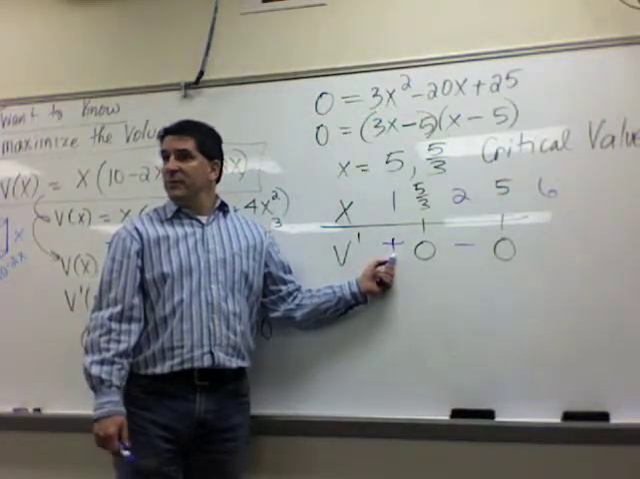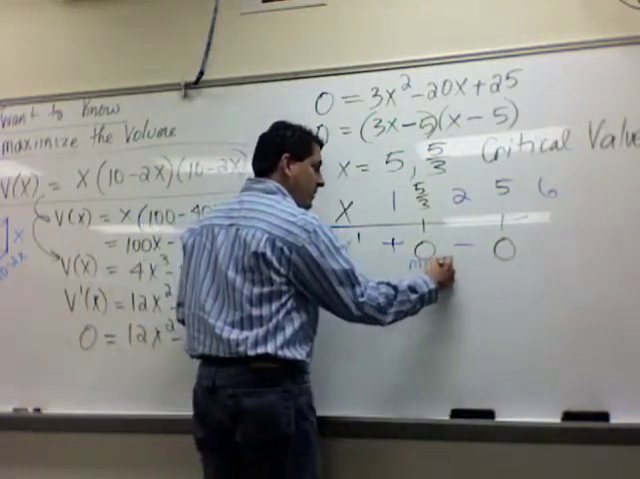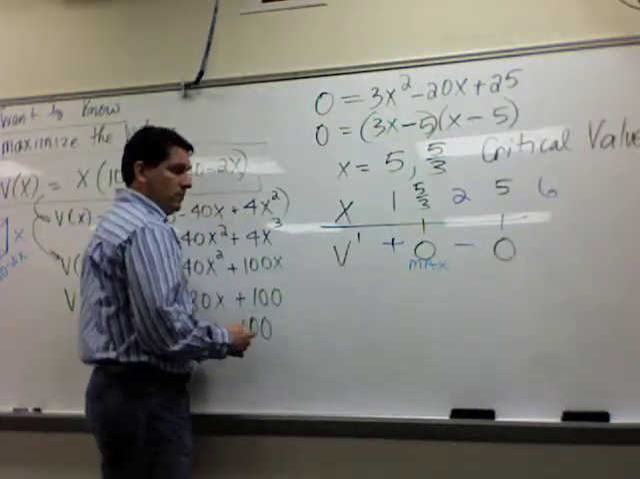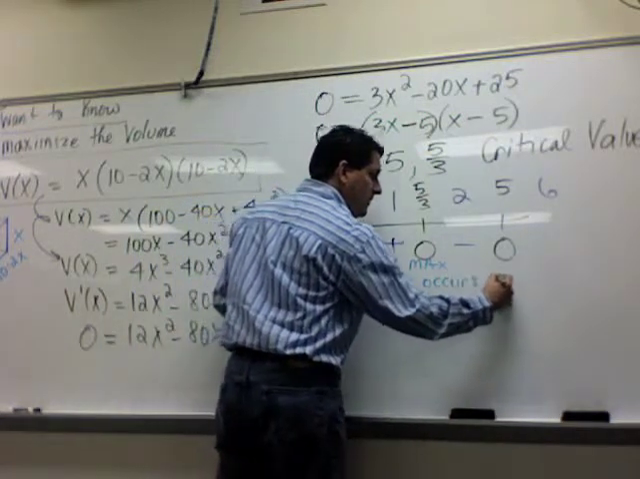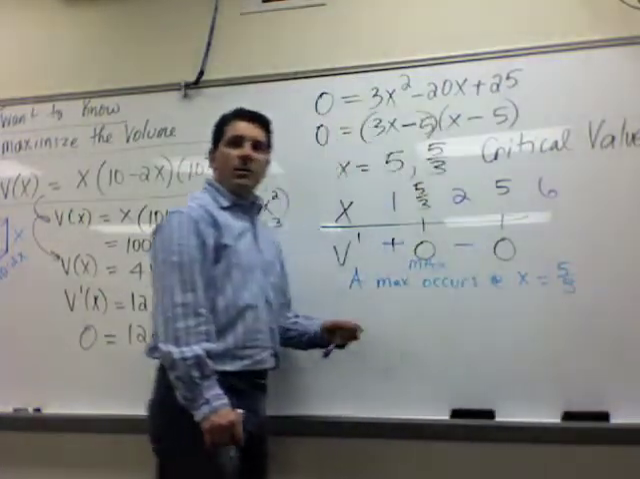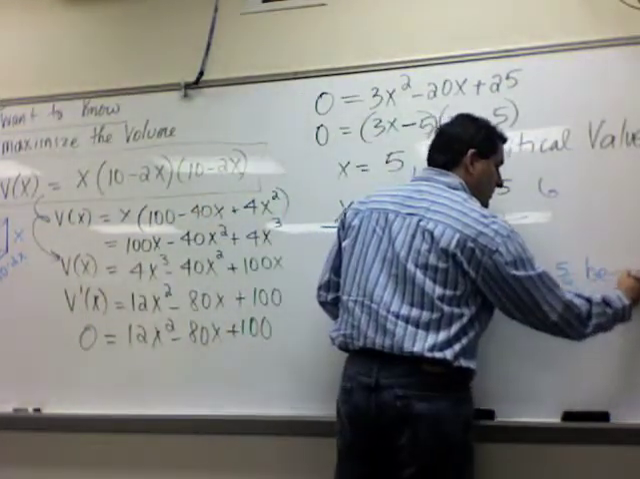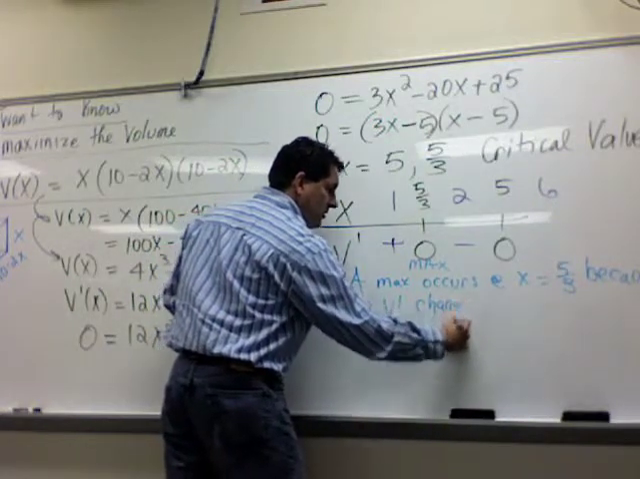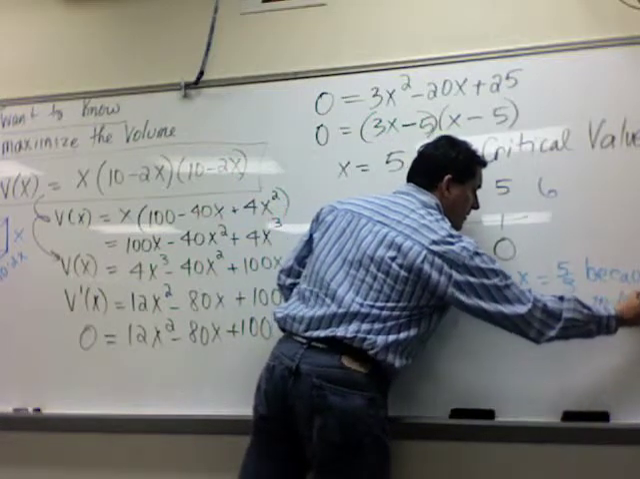Positive means the volume is increasing, then decreasing. So that means we have a maximum here. So we say, therefore, a max occurs at x equals 5/3, which is really 1 2/3 inches, because V prime changes from positive to negative.